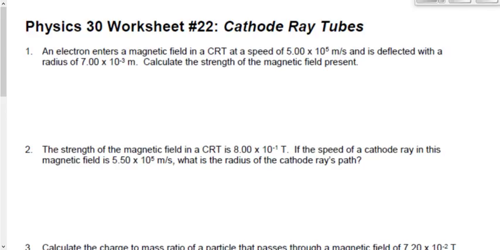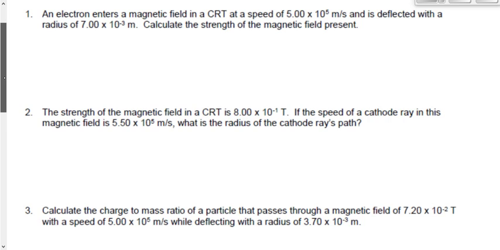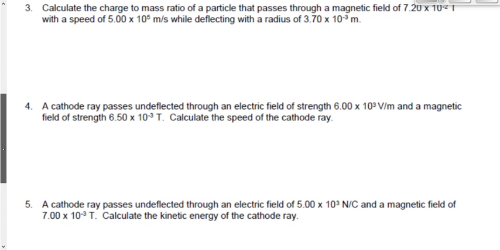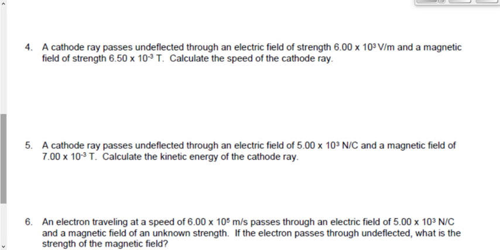We're going to look at our homework over the weekend, worksheet number 22. We had 5 questions that we want to go over: 4, 5, 8, 9, 10. We'll start with number 4 here. It says a cathode ray passes undeflected through an electric field strength of this value and a magnetic field strength of this value. What's the speed of the cathode ray?